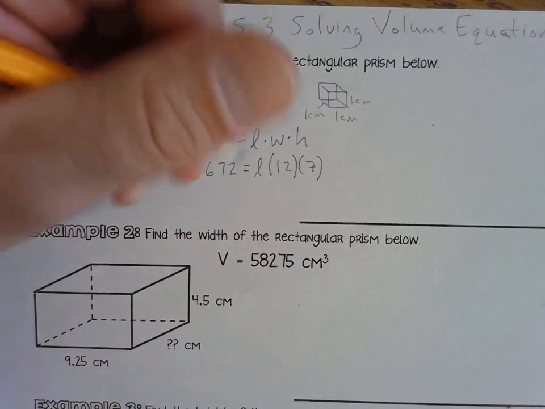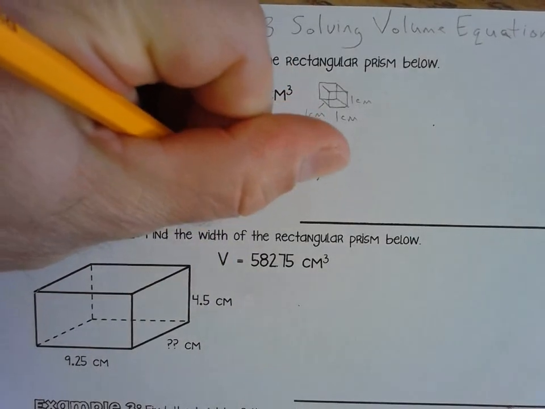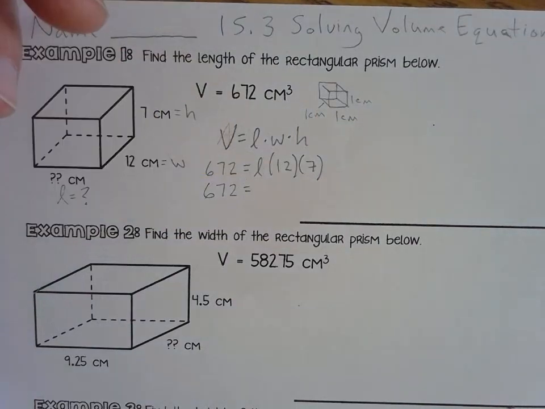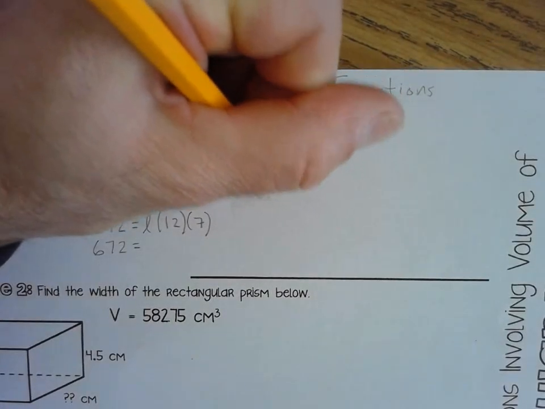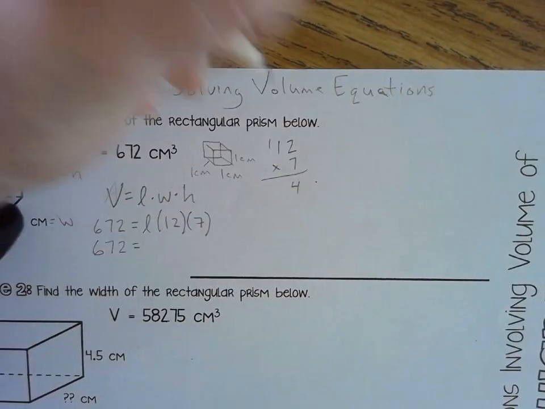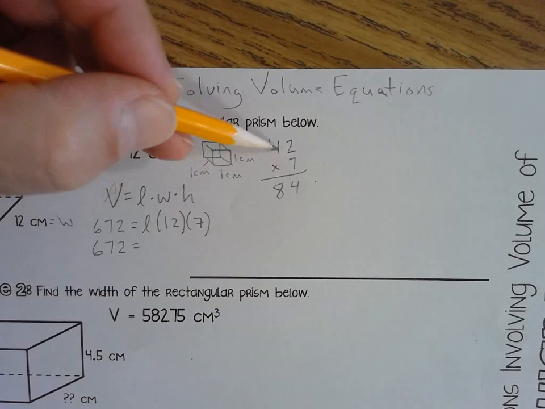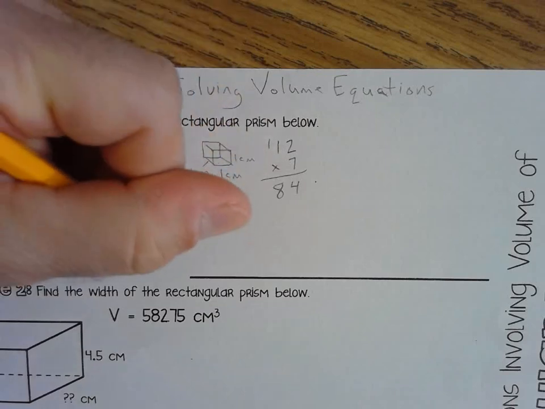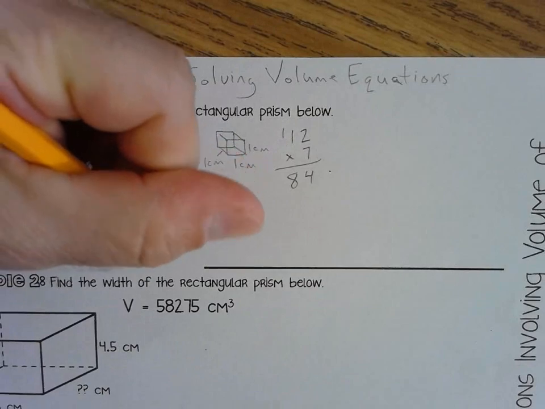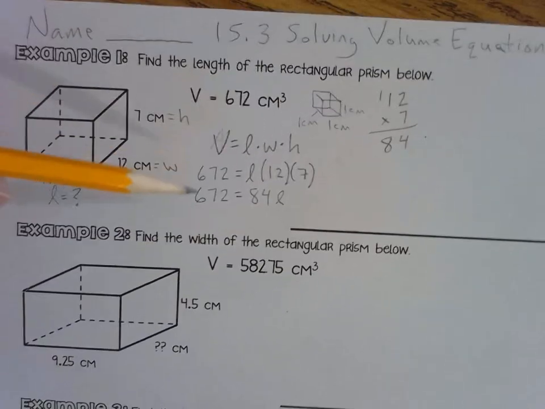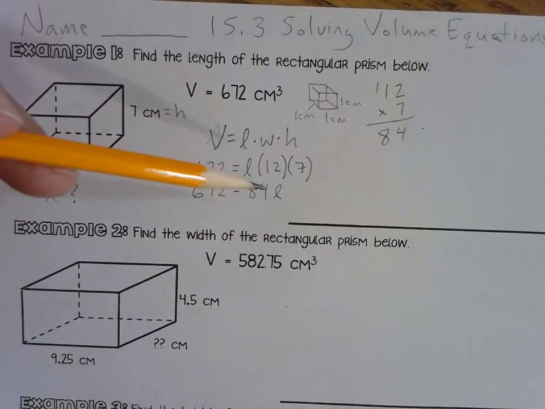The 672, you just rewrite it. You cannot do anything with that. It's just a number by itself. Now, we can do 12 times 7. Off to the side, just do 12 times 7. That's going to be 84. 2 times 7 is 14, carry the 1. 7 times 1 is 7, plus 1 is 8. So now 12 times 7, I can replace with an 84, and I keep my L there because I don't know what L is. Now I have 672 is equal to 84L.